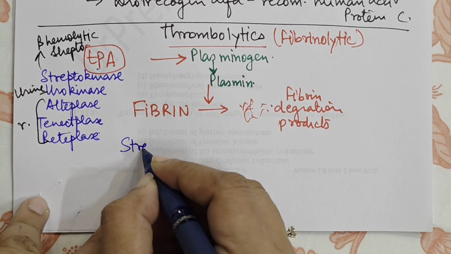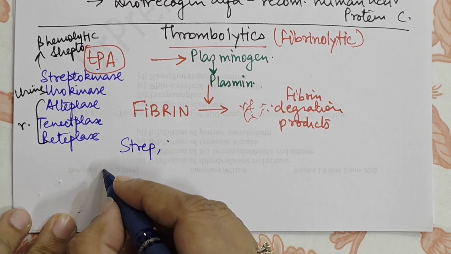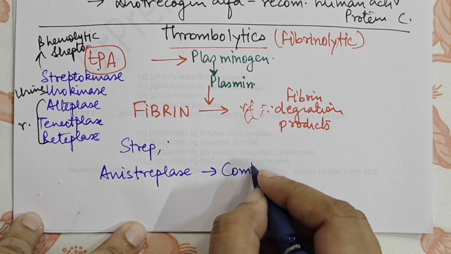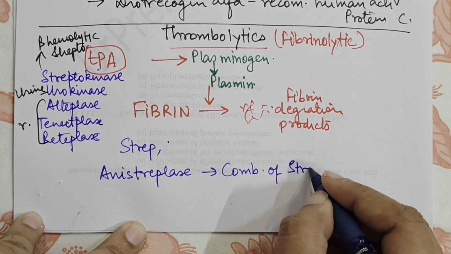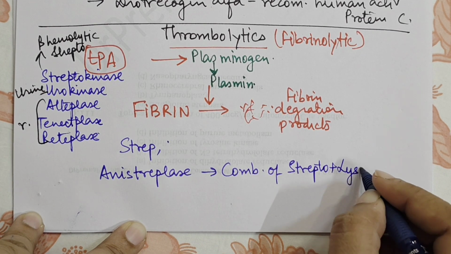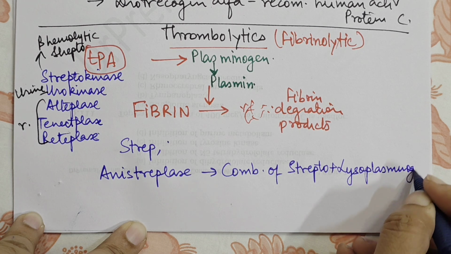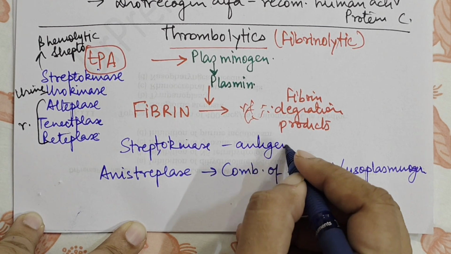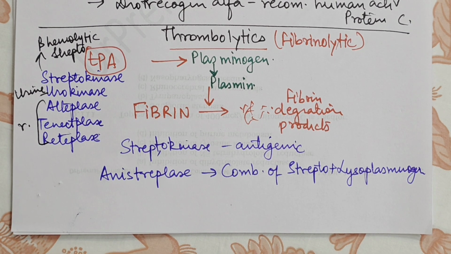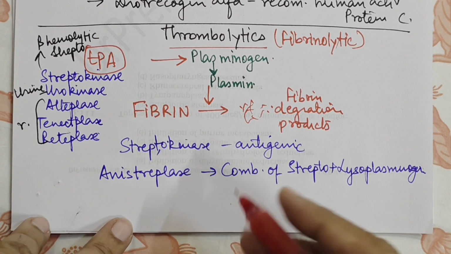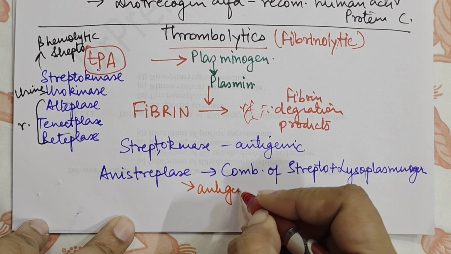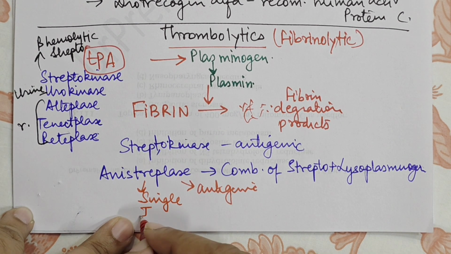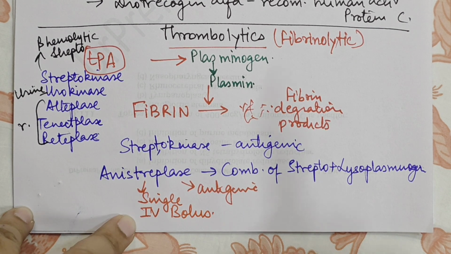Now remember that streptokinase, then there is another substance, anistreplase. Now what is this anistreplase? This is a combination of streptokinase plus lysoplasminogen. Now streptokinase, remember, it is antigenic, and that is why it is not preferred nowadays, but it is cheap, so people normally go for it. Anistreplase is also antigenic, so that is one side effect with this. But the benefit is that you can give it as a single IV bolus.